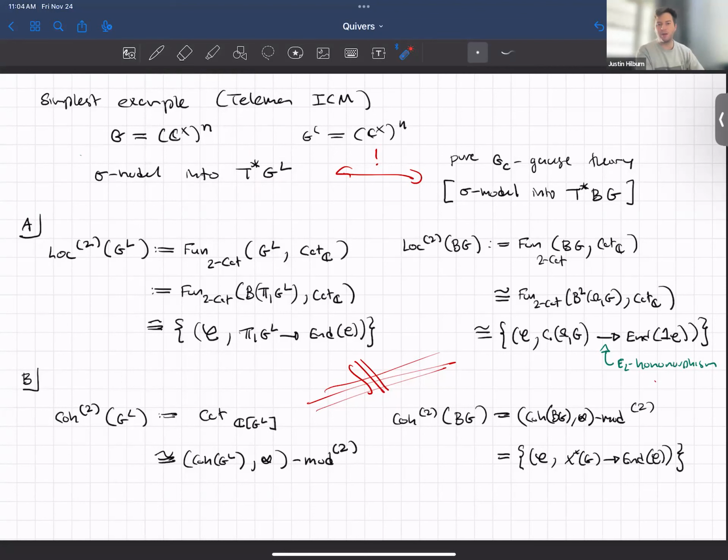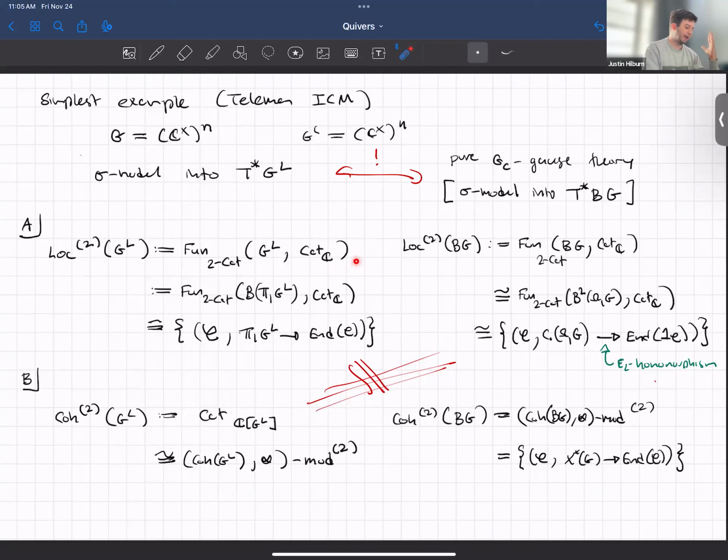And Teleman said, why don't I just not look at local systems on the base? If I want to study the 3D A model, I want to get a 2-category. So I won't look at local systems of vector spaces. I'll look at local systems of categories. And that was his putative example for what the 3D A model should be. So he didn't count any Floer maps and he didn't do anything. He just said, this is what I think the answer should be. This is my ansatz. And in a second, we'll see that this is actually a pretty good ansatz because it'll satisfy 3D mirror symmetry.